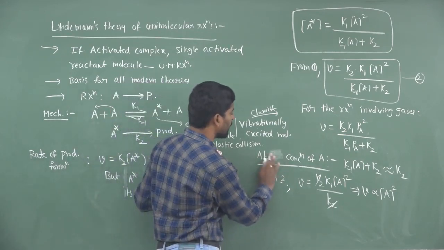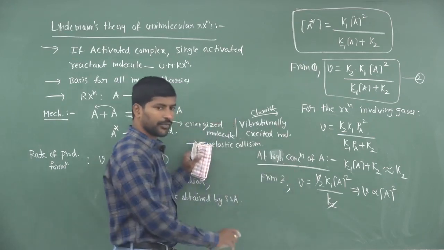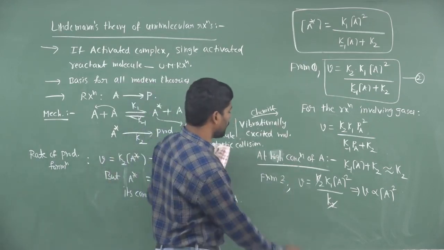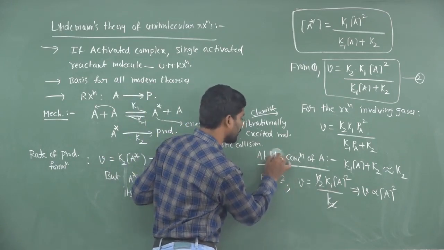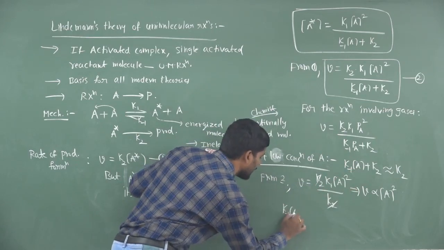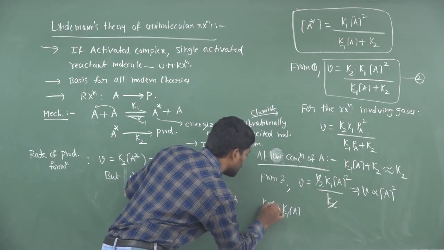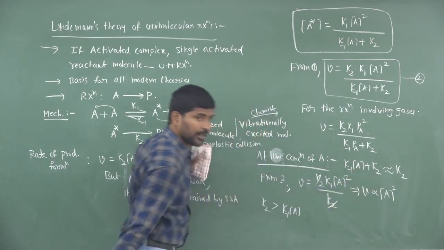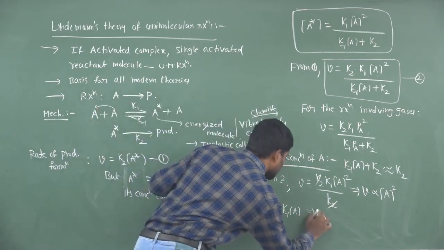Next one, second case, at high concentration of A. Before that you write one more point. At low concentration of A, K2 is dominating over K minus 1 into A. So this we can write like this.